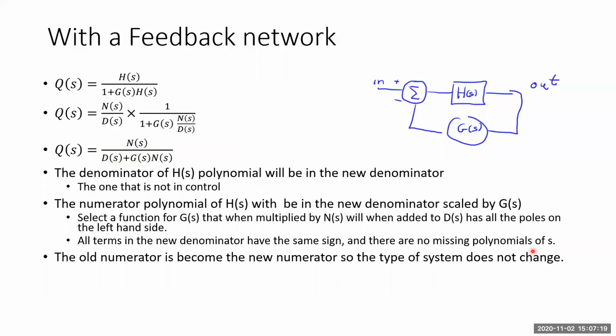And there can be no missing powers of S. So if it's cubic, you have something times S cubed plus something times S squared plus something times S plus something, or what I just said but with everything having a minus sign. Now, the old numerator is replicated right there.